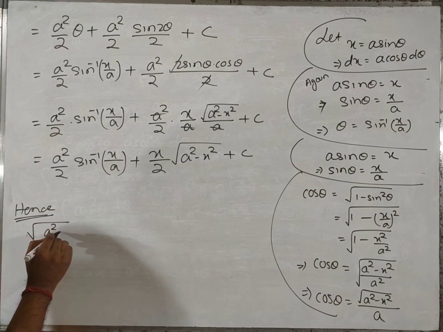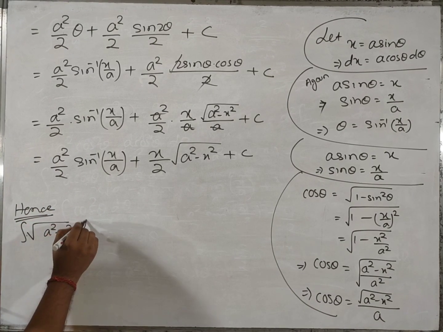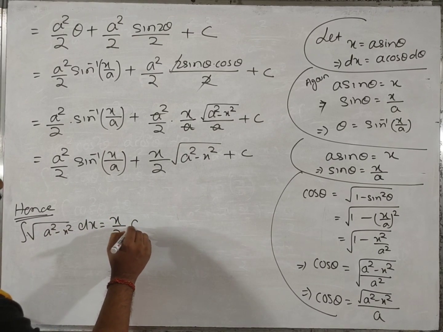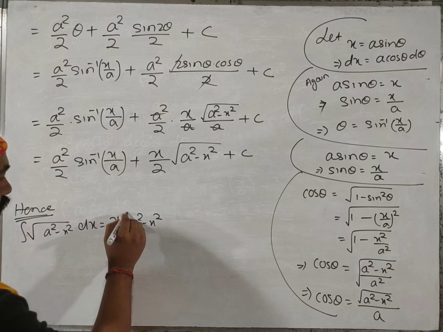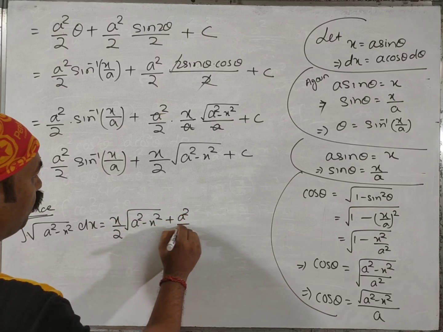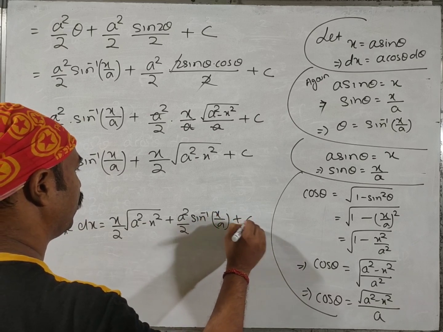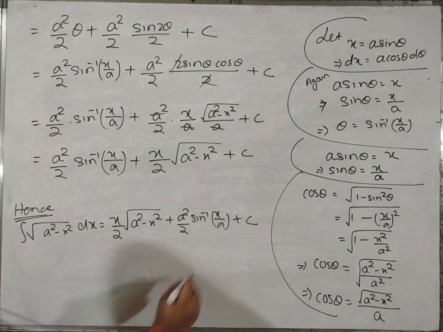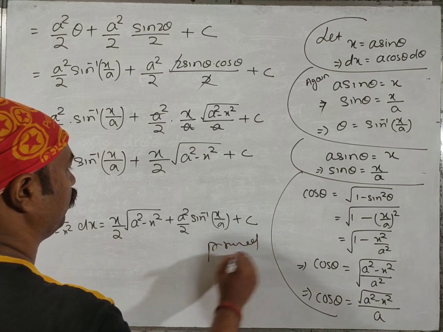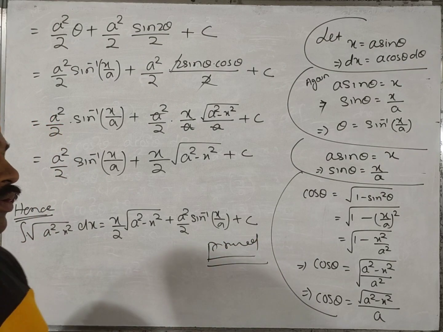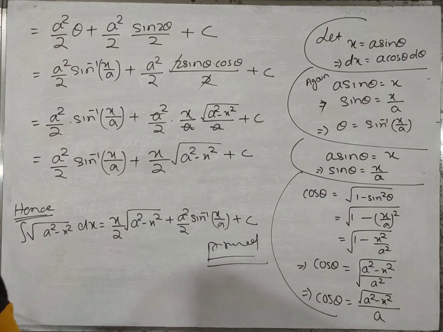Hence, integral of square root of a square minus x square dx can be written in the form of x by 2 square root of a square minus x square plus a square by 2 sin inverse x by a plus any constant c. And here is the proof. Then let us discuss some of the problems based upon this formula.